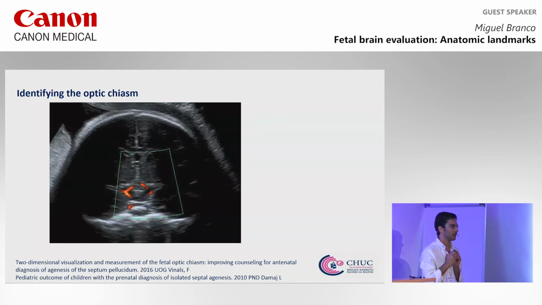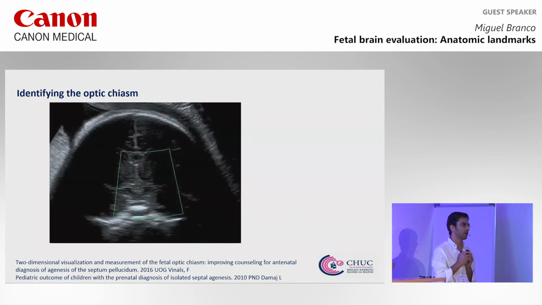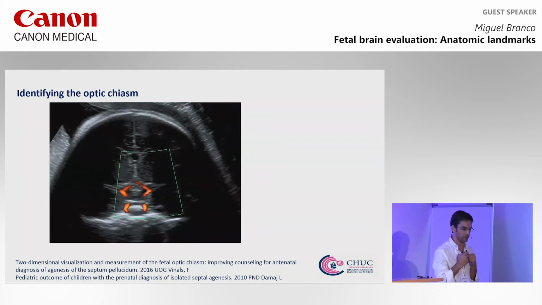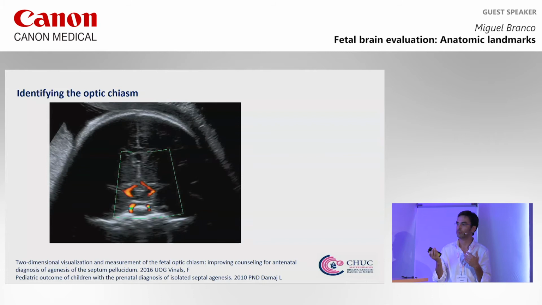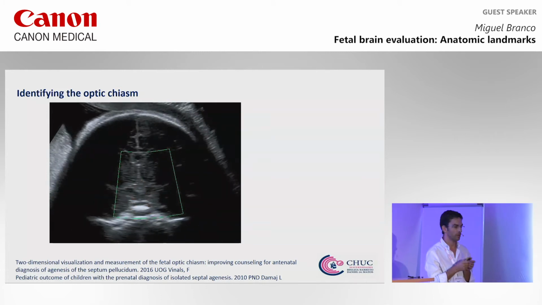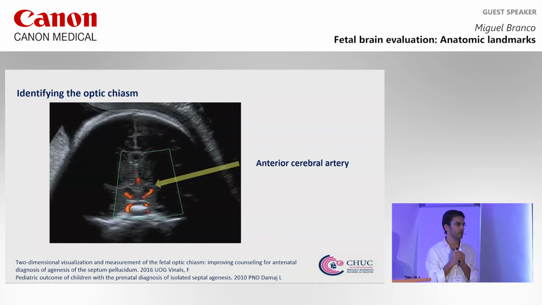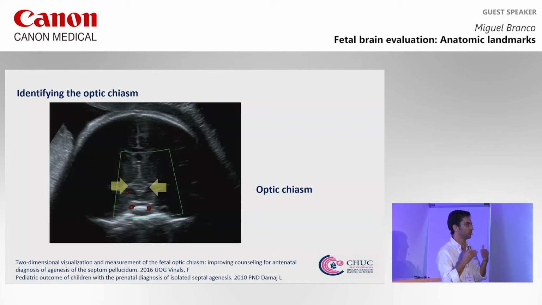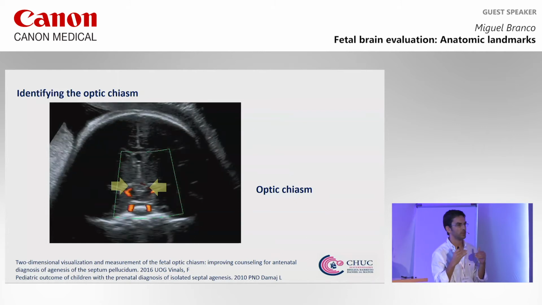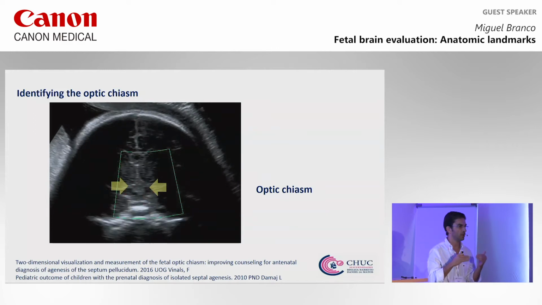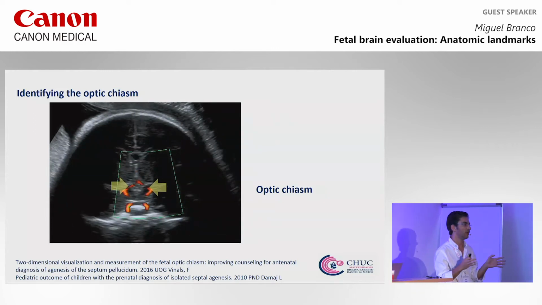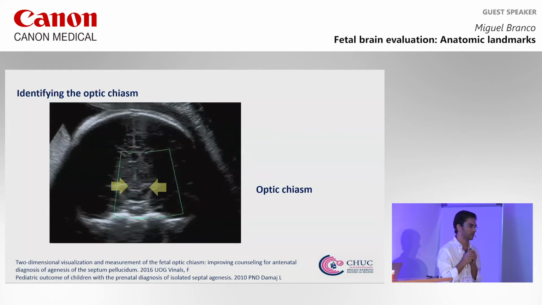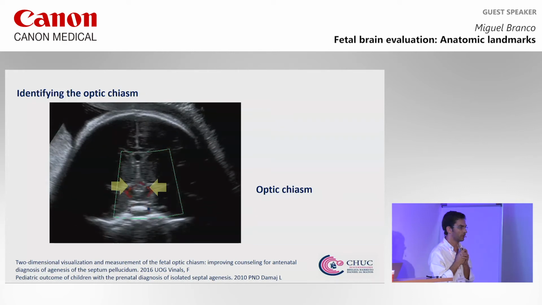We can identify the optic chiasm on prenatal ultrasound. For me, the easiest way, described by Vinals, is the coronal approach. We take the anterior cerebral artery as a landmark, and the optic chiasm is between these yellow arrows. But bear in mind that the presence of a normal optic chiasm in prenatal evaluation, in ultrasound or in MRI, doesn't completely exclude septo-optic dysplasia. So it's still difficult counseling these couples.